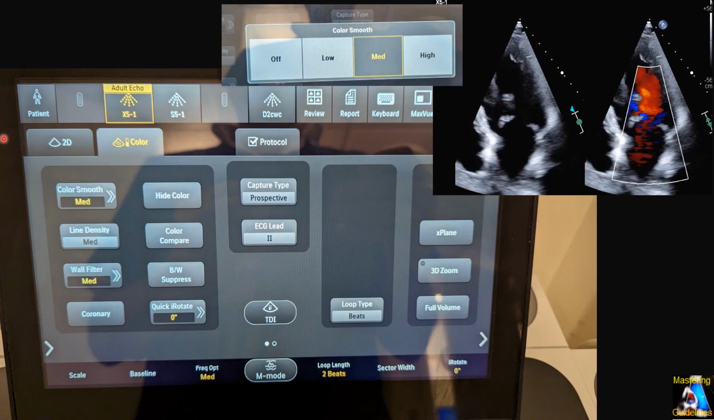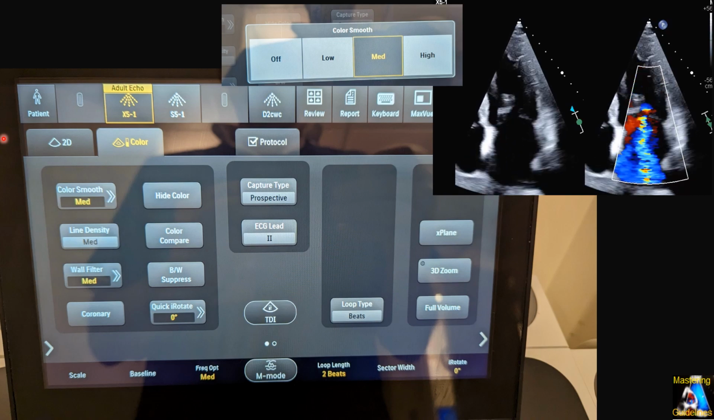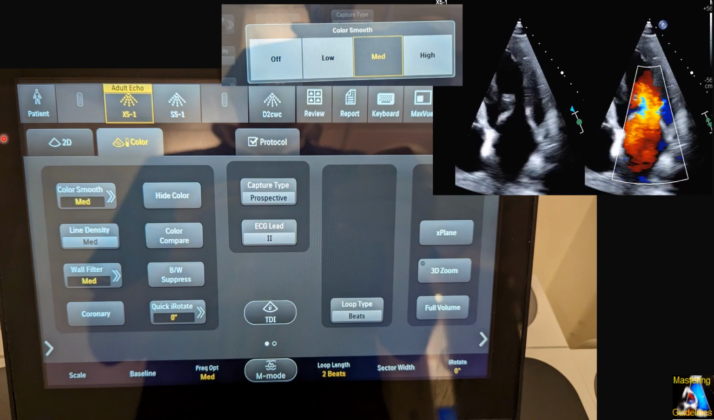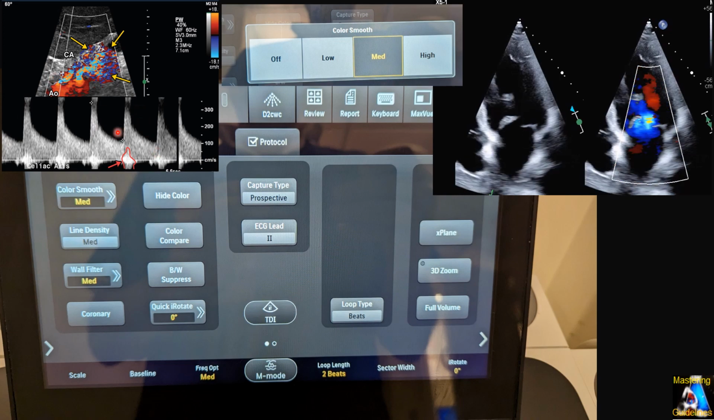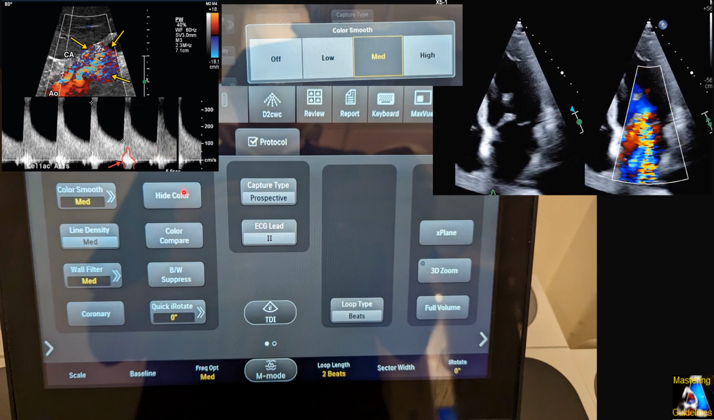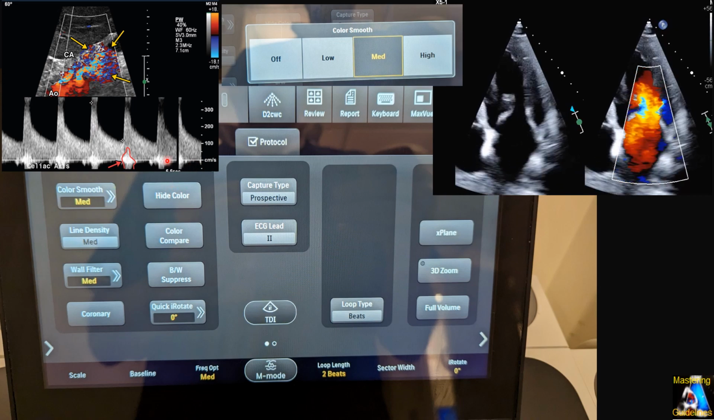In other words, with wall filter increasing, lower velocity blood flow wherever we have it has been eliminated in color Doppler. We have this in both color Doppler and spectral Doppler. One of the main reasons we use it is to eliminate artifacts, especially flash artifact and bruit artifact.